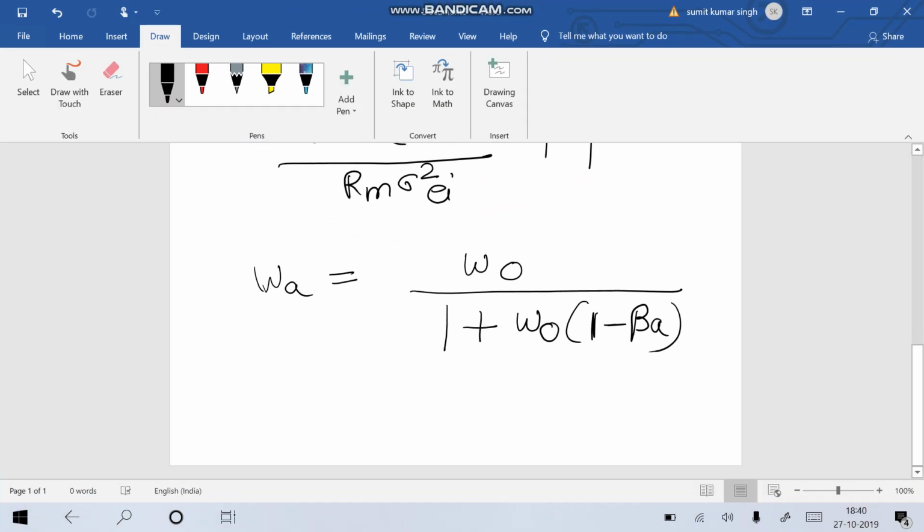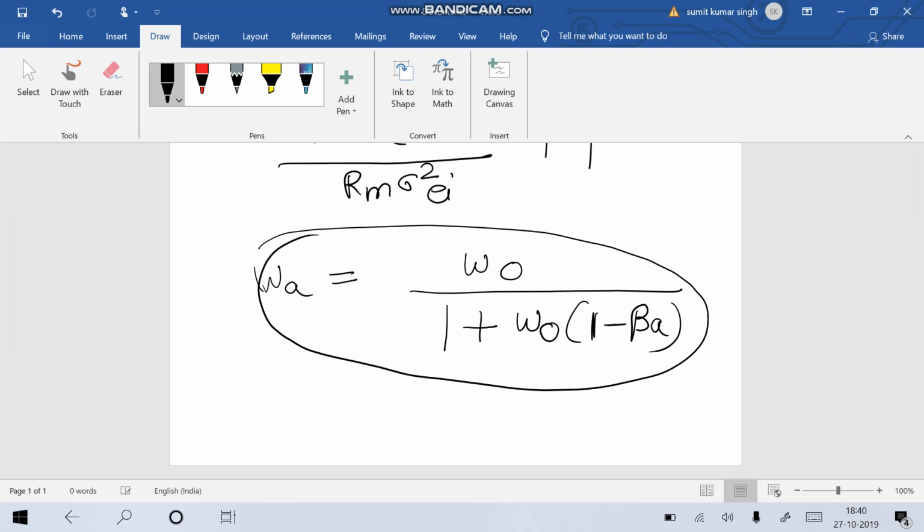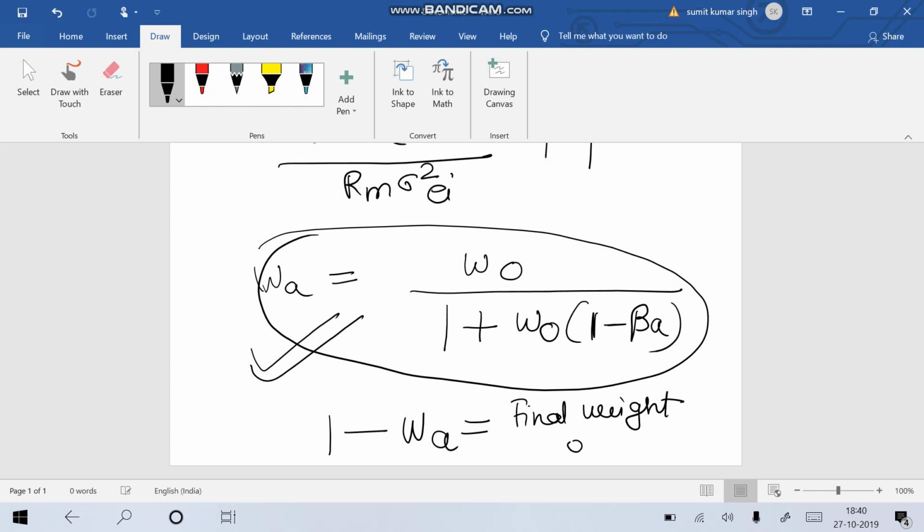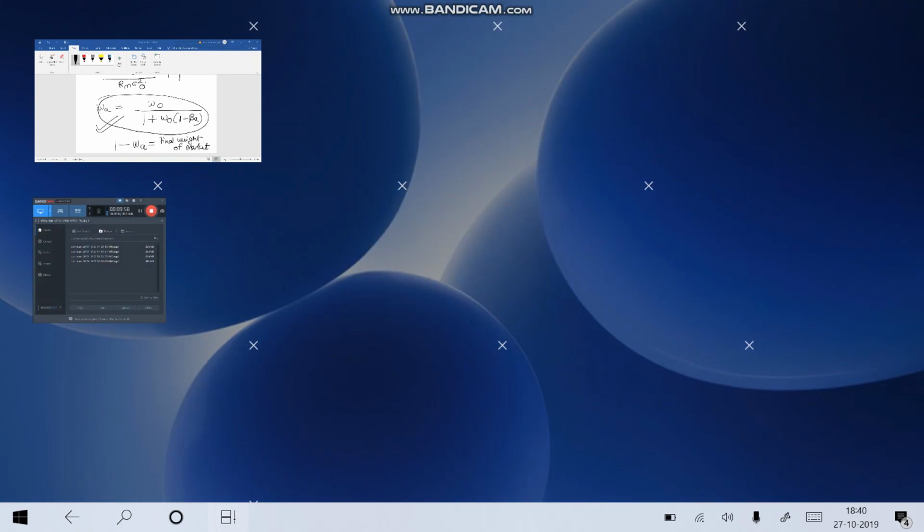So I got this formula guys. So this is the final formula. This is the final weight of the active portfolio. What is the value I'll get if I subtract the final weight of the active portfolio from 1? I'll get the final weight of the market. So this is the formula to get the final weight of the active portfolio and the final weight of the market. So this is the derivation that I was trying to discuss.